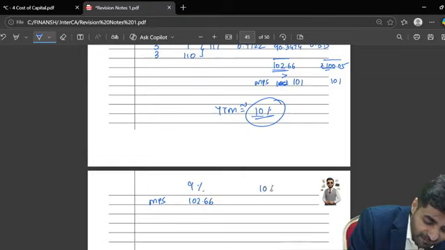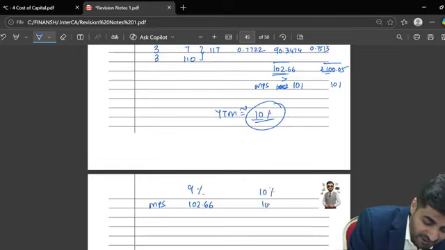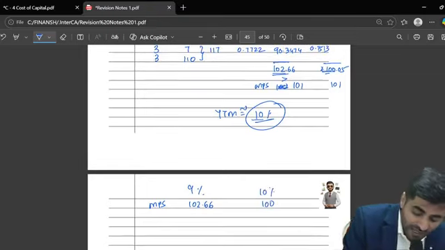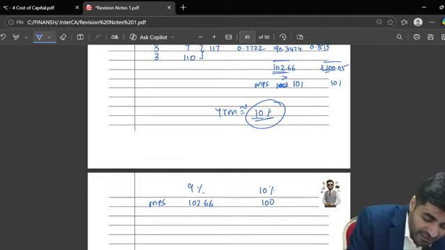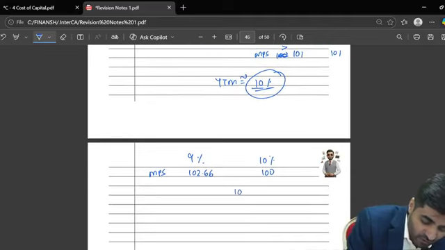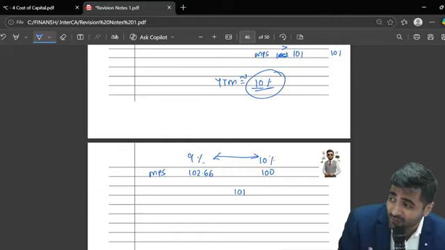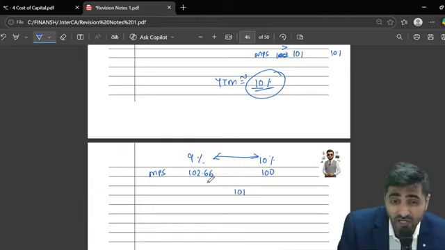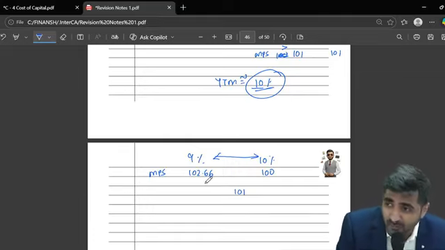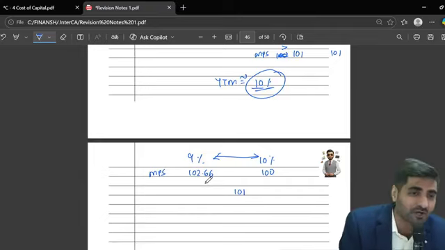102.66. At 10%, what's the answer which is coming? 100. Okay. But I want at what rate this should be 101. So can I say now it is somewhere between 9 and 10%? Come on, yes or no? Yes, sir. So now I have to use interpolation, to now calculate what should be your YTM.